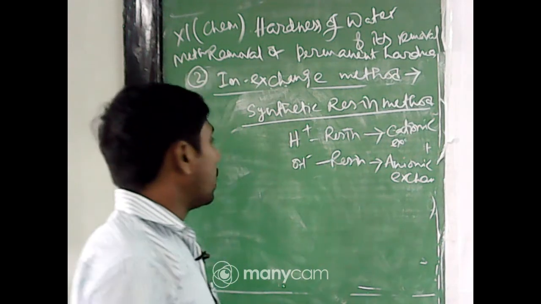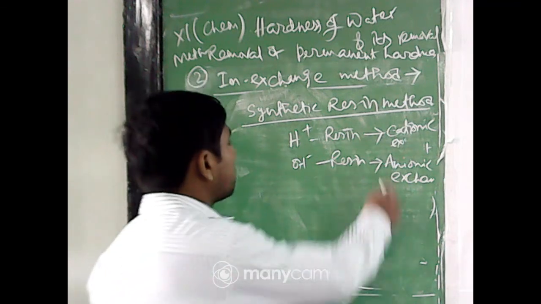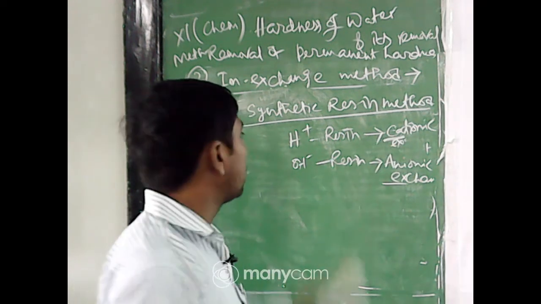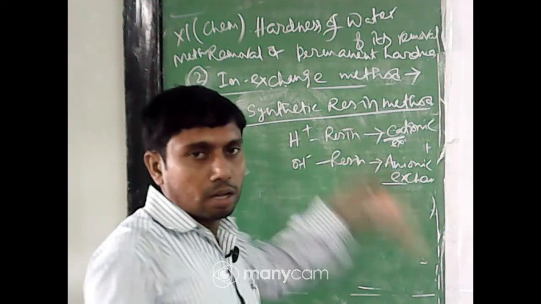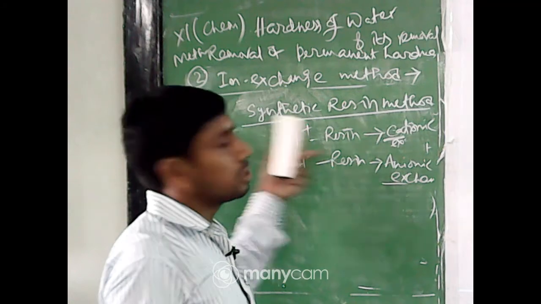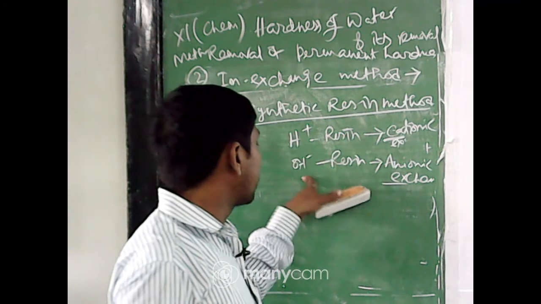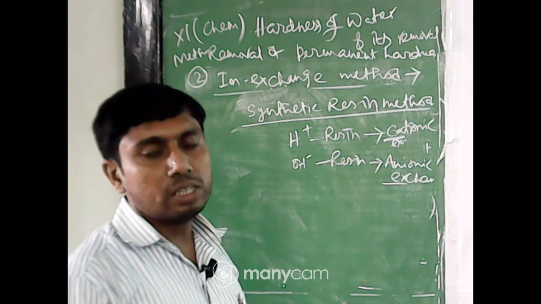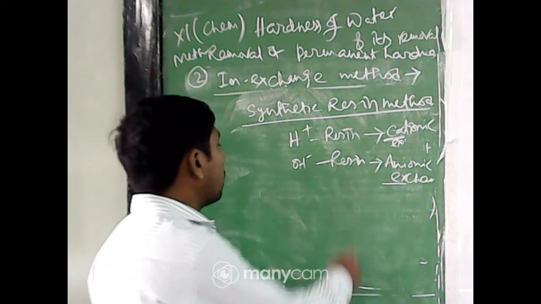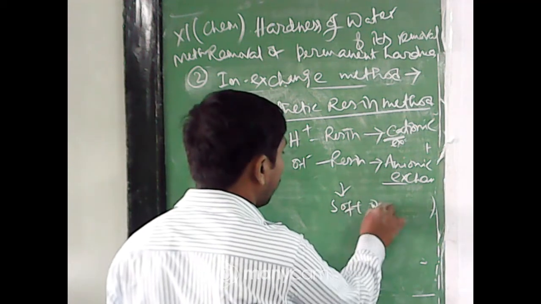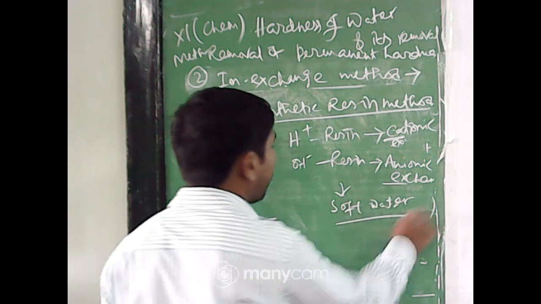What happens? If the hard water is passed by one cationic exchanger and then by one anionic exchanger, then in the first case the cation present in the hard water will be exchanged by H plus, which is no longer hard, and in the second case the OH minus ion will exchange the anion, which is no longer hard. So ultimately we get the soft water, and for this two compartments are there.